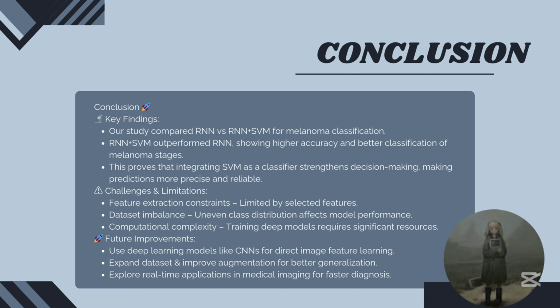Okay, next. This is the conclusion. The study compared the effectiveness of recurrent neural networks, that is RNNs, and RNN plus SVM for melanoma classification using extracted image features. Through rigorous experimentation, results indicate that RNN plus SVM outperforms the standalone RNN in classifying melanoma stage, demonstrating improved accuracy and generalization. This suggests that integrating SVM as a classifier enhances decision boundaries, making the model more reliable for medical diagnosis.